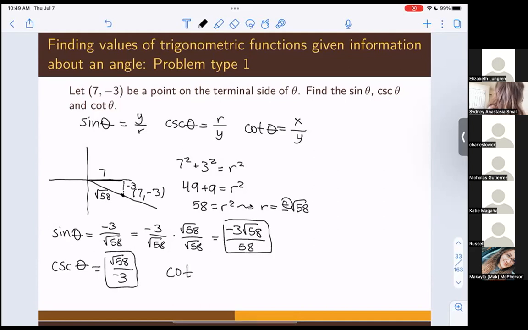Lastly, cotangent of theta is equal to x over y. Our x value is 7 across, and our y value is -3. And that is it for that one. There are no square roots in there to even think about dealing with. We have a really nice answer for cotangent. Any questions on how we did this problem? Okay, let's try a different kind of example then.